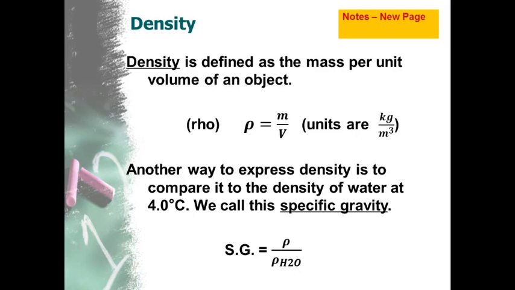Another common way to express density is to compare the density of the object to the density of water at 4 degrees Celsius. We have to specify the temperature because the density of water actually changes with temperature, so you have to specifically say at 4.0 degrees Celsius. When we take this ratio of density over the density of H2O, we get something called specific gravity. You'll need to know that as well. Specific gravity is just the ratio of density to the density of water at 4 degrees Celsius.